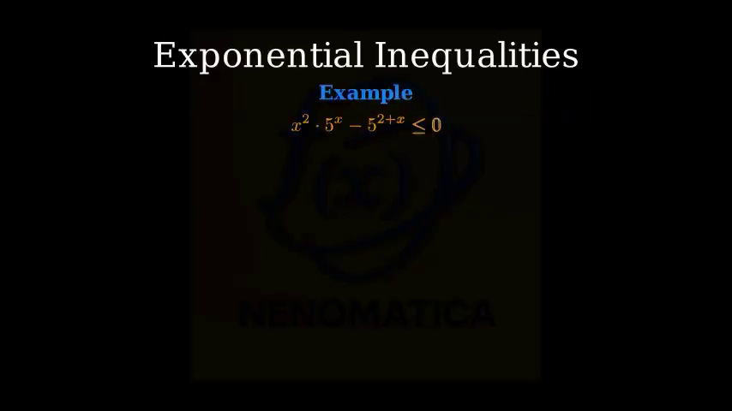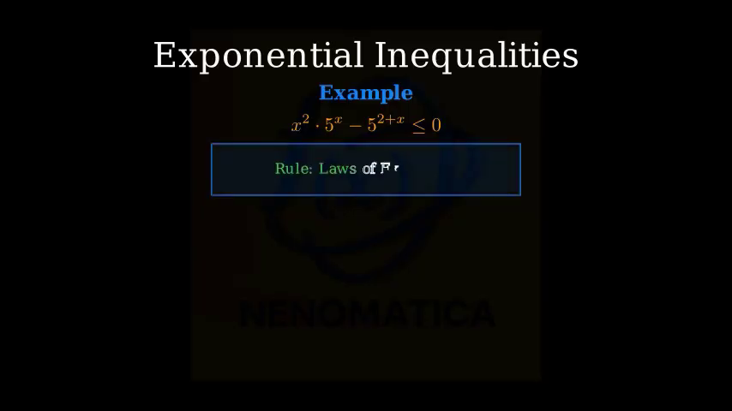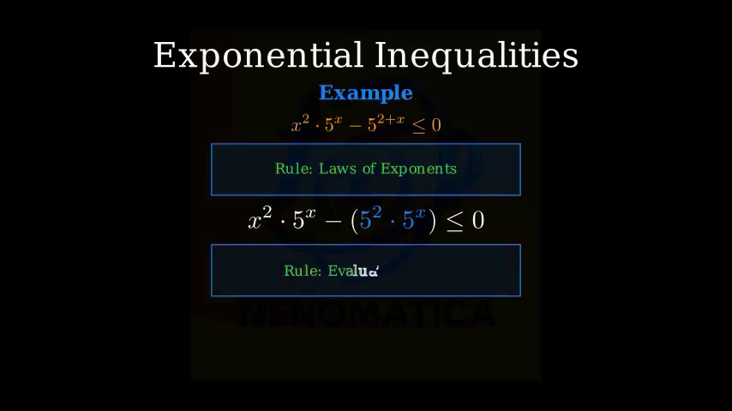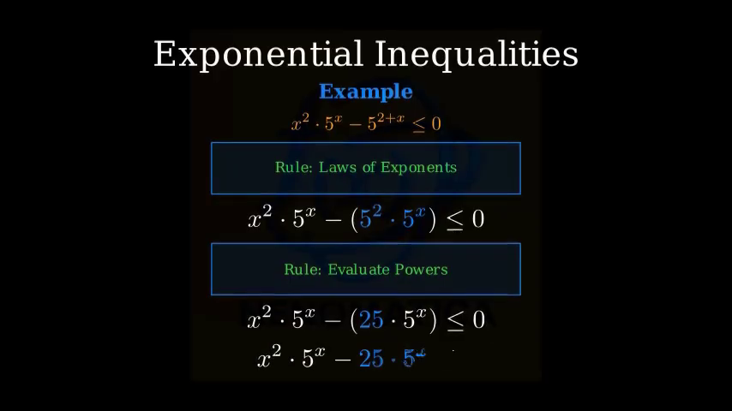Example: let's solve the following exponential inequality: x squared times 5 to the power of x minus 5 to the power of 2 plus x is less than or equal to 0. First, let's rewrite this problem. We need to expand 5 to the power of 2 plus x. Using the laws of exponents, we can rewrite this as 5 squared times 5 to the power of x. Now, we calculate that 5 squared equals 25. So we have 25 times 5 to the power of x.